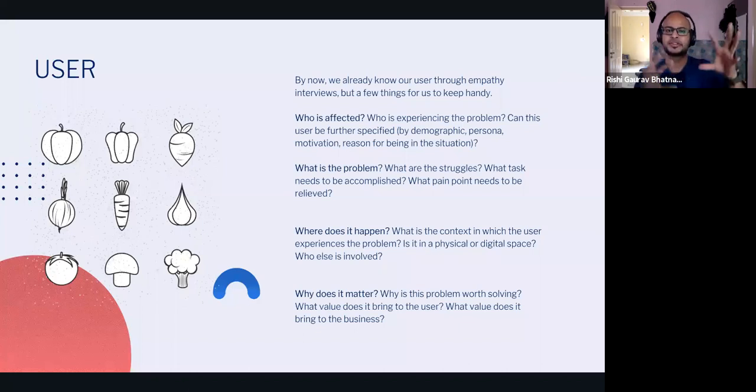When we are looking at the user, we also look at their problems. What are their struggles? Is the struggle just that they want one milk packet, but they have to wait for 20 other people to buy 50 other items so that they can get the milk packet? Maybe that's a problem. What are some of the other struggles? So we go a little bit deeper into all of these aspects.